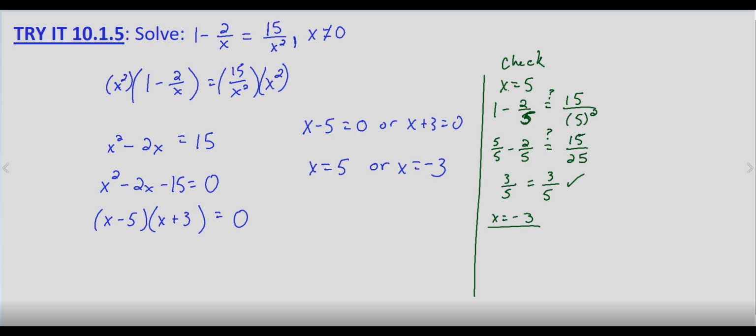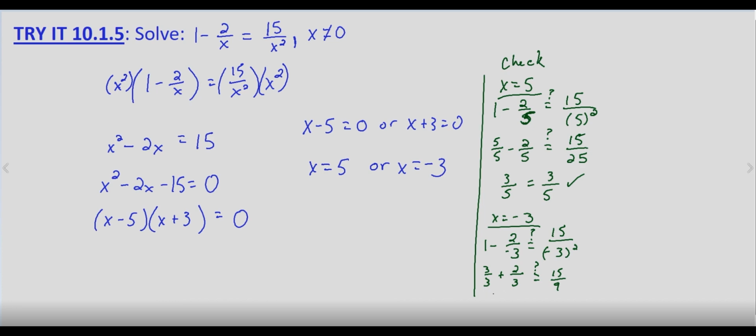So when we have x equals negative 3, we have 1 minus 2 over negative 3. We want to know, does that equal 15 over negative 3 squared? So 1 minus 2 over negative 3, that's the same thing as 3/3 plus 2/3. Minus a negative is plus a positive. We want to know, does that equal 15/9?